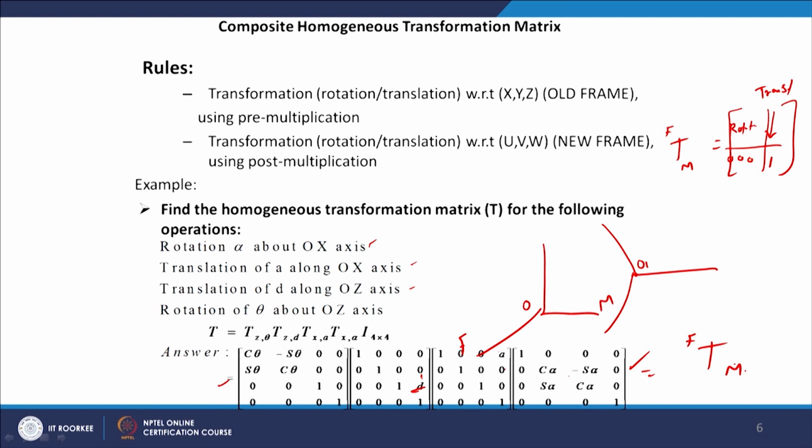We can adopt the same procedure if you do the operations with respect to the current frame. Every time we obtain a new frame, and if we are doing the operations with respect to the axes of that frame, we have to multiply on the right hand side, and successive multiplication will give the relation between the fixed frame and the moving frame. So in either way we can obtain the relation between a given old frame and the current frame.